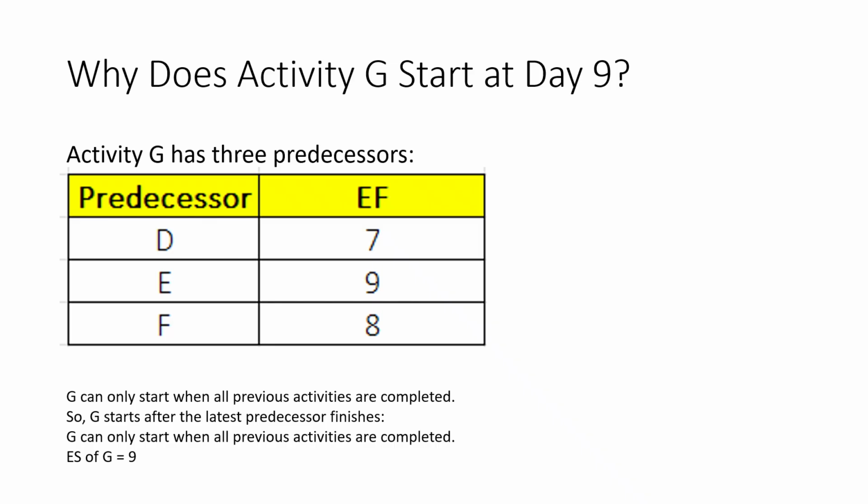Since activity G depends on all three activities, it cannot start after D only. It also cannot start after F only. It must wait until D, E, and F are all completed. The latest finish among the three predecessors is day 9. Therefore, the earliest start for activity G is day 9. This is an important rule in a forward pass. When an activity has more than one predecessor, we use the largest EF.